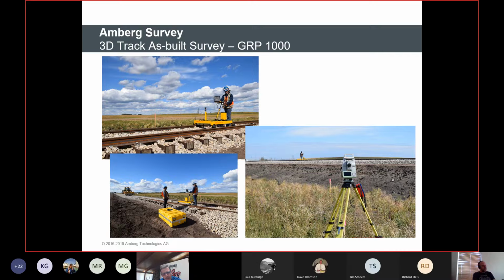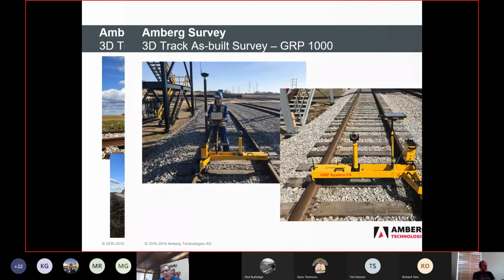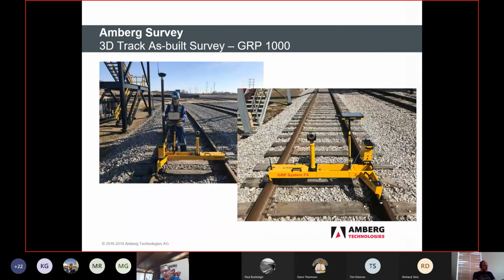So you can do this continually with the 360 prism, stop and go, or you can attach a GPS to it. In this image here, we've got our GPS range pole attached to it, and we have this set up with RTK. So we're taking a continual measurement as we move along the track, calculating that horizontal and vertical alignment.